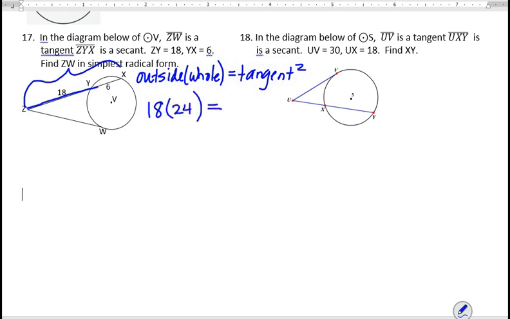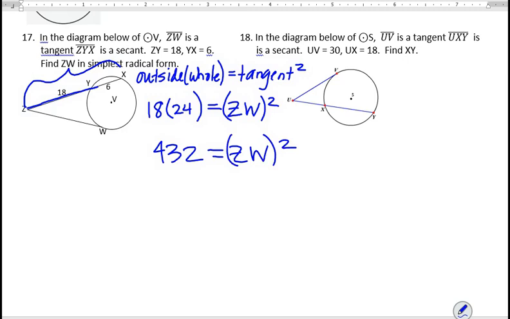And now this time it's going to be equal to our tangent squared. So we're going to say ZW squared. So now when we multiply the 18, so 18 times 24 is 432. This is still equal to ZW squared. So obviously we have to take the square root of both of these sides to get our answer. So we're going to take the square root of 432, and that's equal to ZW.